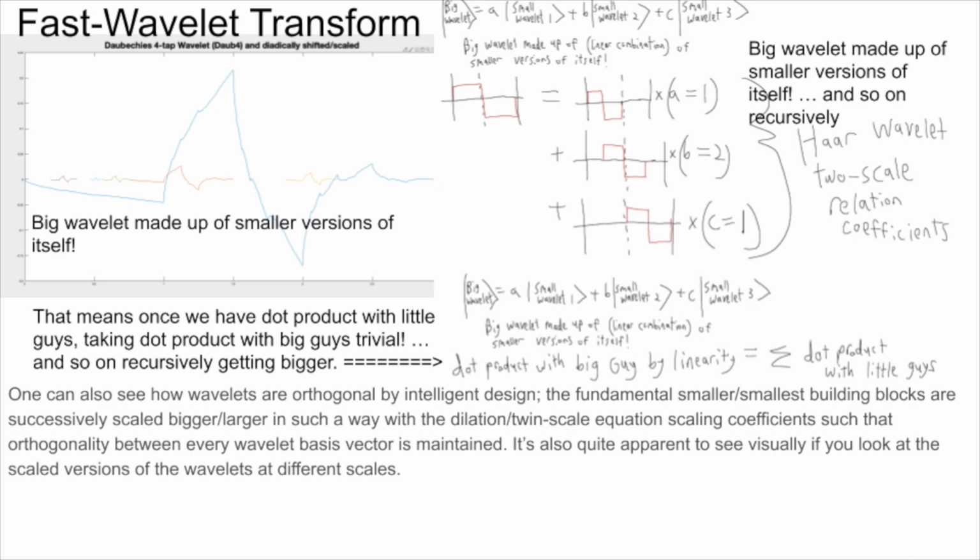One can also see how wavelets are orthogonal by intelligent design. The fundamental smallest building blocks are successively scaled bigger in such a way with the dilations or two-scale equation scaling coefficients such that orthogonality between every wavelet basis vector at every scale is maintained. It's also quite apparent to see visually and by construction if you look at the scaled versions of the wavelets at different scales, they do appear to be orthogonal.